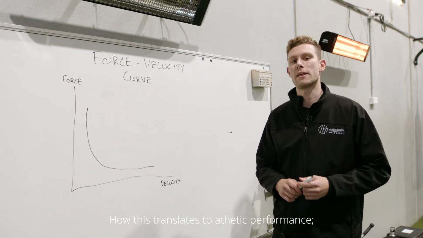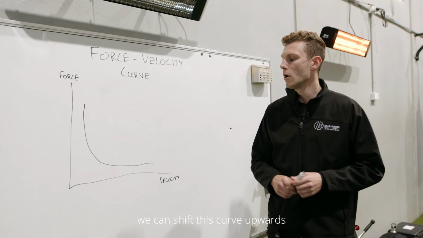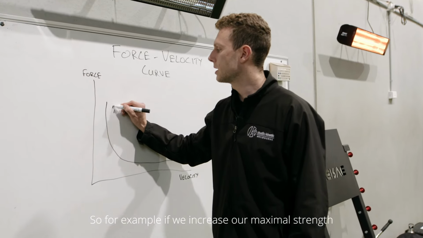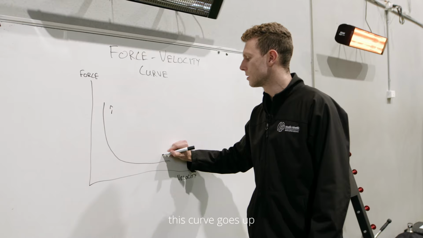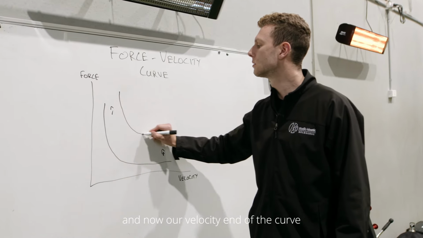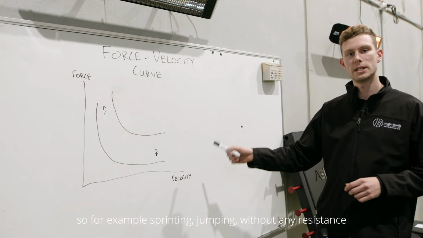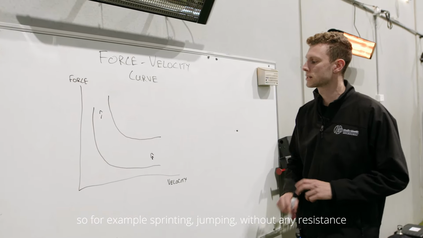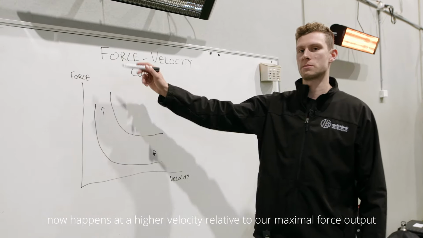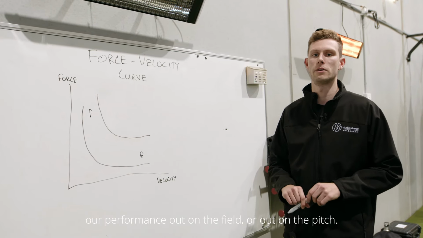How this translates to athletic performance, if we can increase our max force output, we can shift this curve upwards. So for example, if we increase our maximal strength, this curve goes up, and now our velocity end of the curve, so for example sprinting, jumping without any resistance, now happens at a higher velocity relative to our maximal force output. And that's how strength training can increase our performance out in the field or out in the pitch.